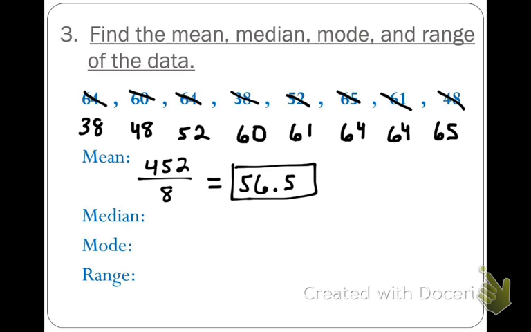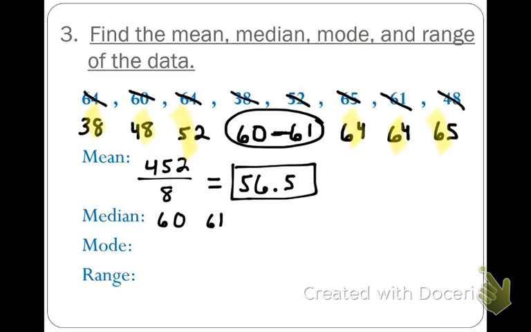Let's talk about the median. What is the median? The middle number. Okay, so I know this is an outside one, that's an outside one, this is an outside one. So what are my middle numbers? 60 and 61. Please circle your middle numbers, okay? I don't want 2 middle numbers though, okay?